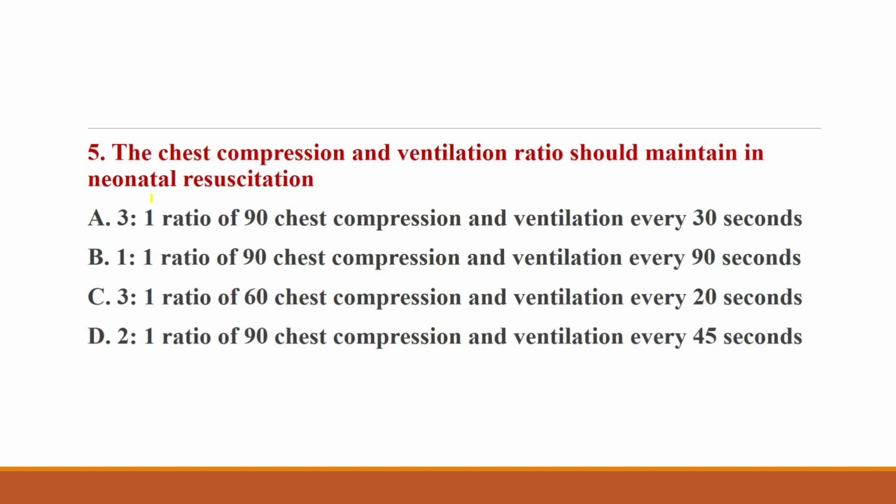Next question, the chest compression and ventilation ratio that should be maintained in neonatal resuscitation. Option A, 3:1 ratio of 90 chest compressions and 30 ventilations per minute. Option B, 1:1 ratio of 90 chest compressions and ventilations every 90 seconds. Option C, 3:1 ratio of 60 chest compressions and ventilations every 20 seconds. Option D, 2:1 ratio of 90 chest compressions and ventilations every 45 seconds. Answer is 3:1 ratio of 90 chest compressions and ventilations every 30 seconds.